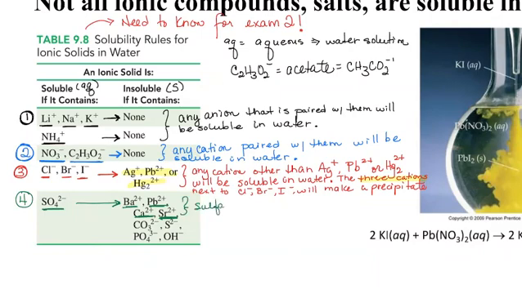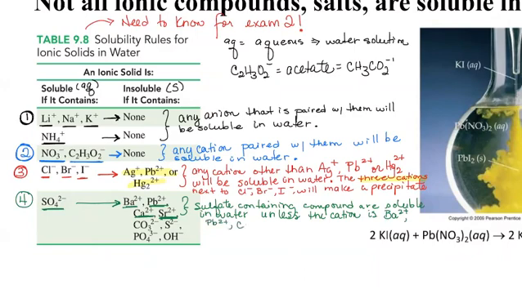So sulfate containing compounds are soluble in water unless the cation is barium, lead 2, calcium, or strontium. In chemistry, we refer to them as the heavy 2s, okay?